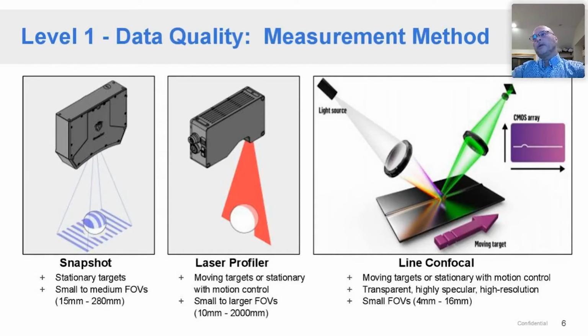And that's similar with line confocal sensors, or LCI sensors. Again, they are a line profiler just with a different base technology, and specifically geared to fairly small fields of view and quite highly specular parts. I'll talk about those in more detail here in a minute.